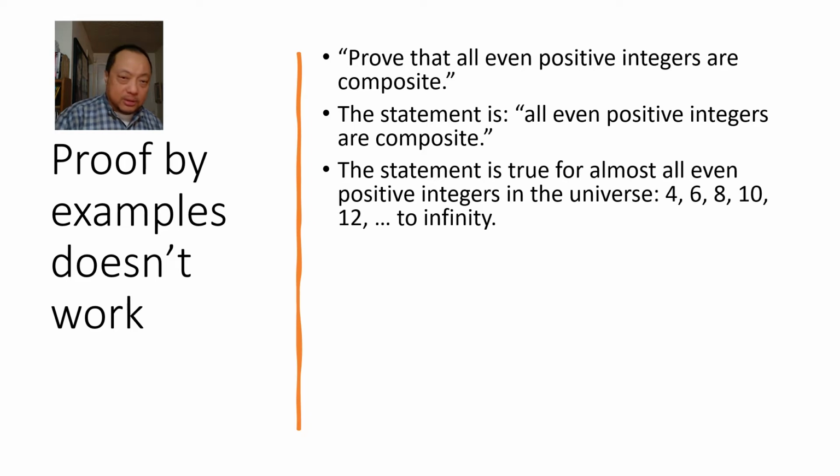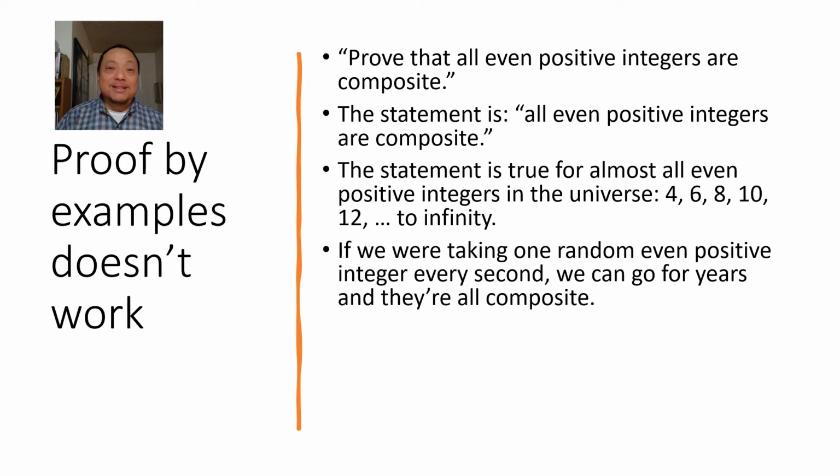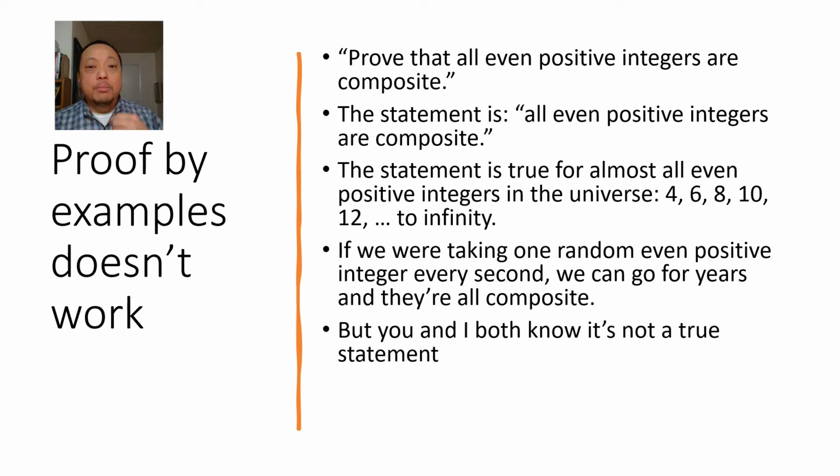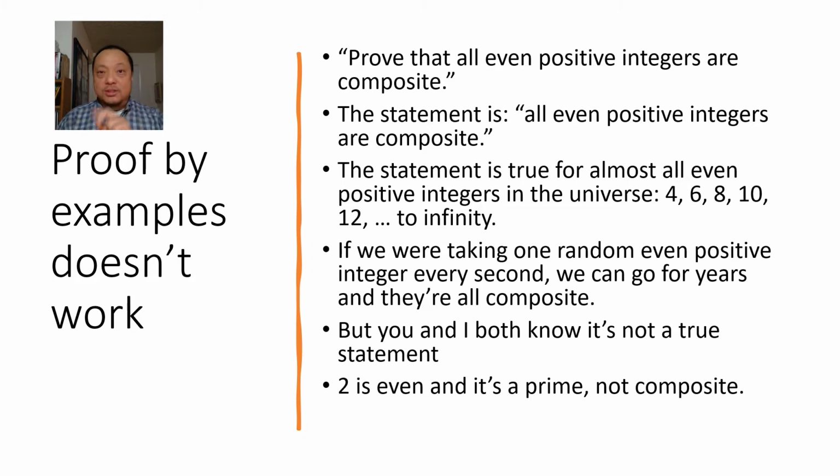They're all composite. If you randomly select one even positive integer every second, chances are you go for years and years and they're all composite. But you and I both know the statement is not true because the number 2 is even and it's a prime. Now you see, to prove something is true, you must show that it's true all the time, not just almost all the time. All means all. That's why you can't prove just by showing examples.